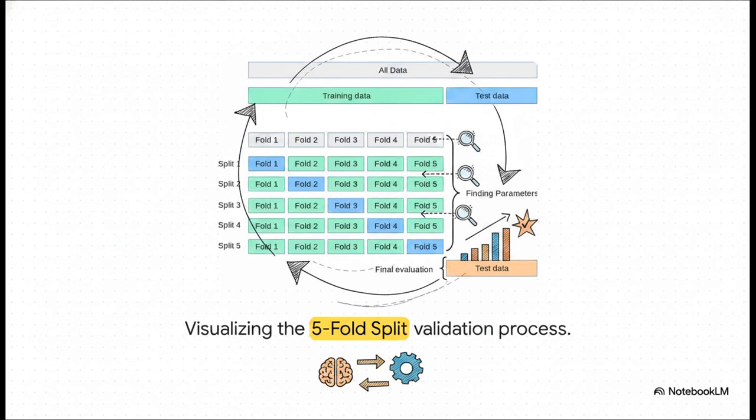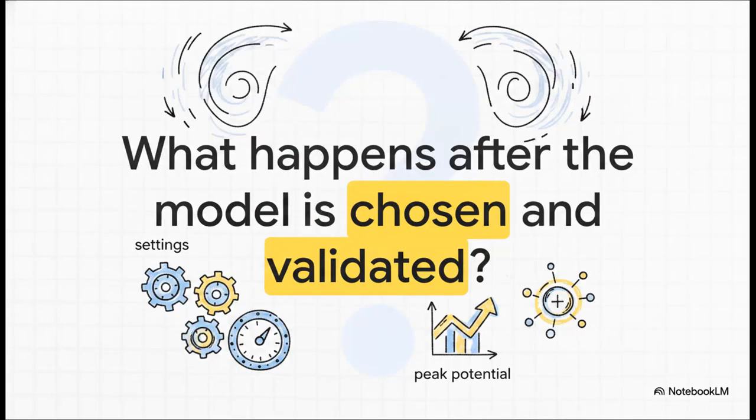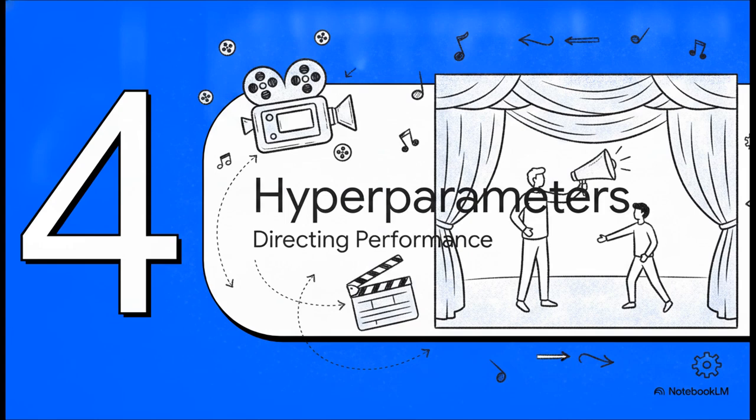We average them all out, and boom, that gives us a highly reliable, completely unbiased estimate of how our model is actually going to perform in the real world. So, all right, at this point, we've successfully chosen our model, and we've validated its baseline performance. But that really begs the question, doesn't it? How do we know we're using its absolute best settings? Is the model truly running at its absolute peak potential? Let's find out in section 4, what are hyperparameters?